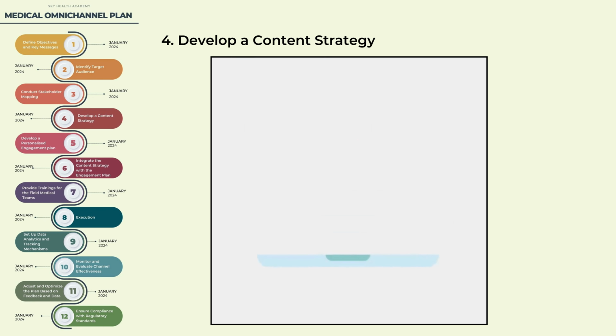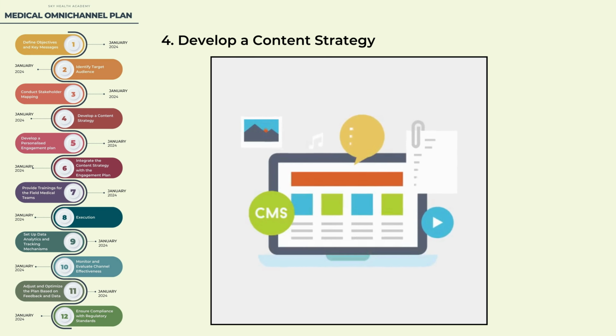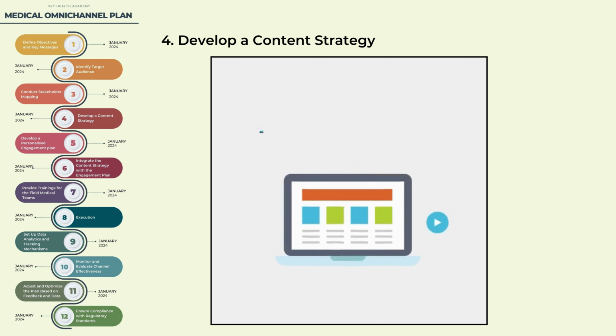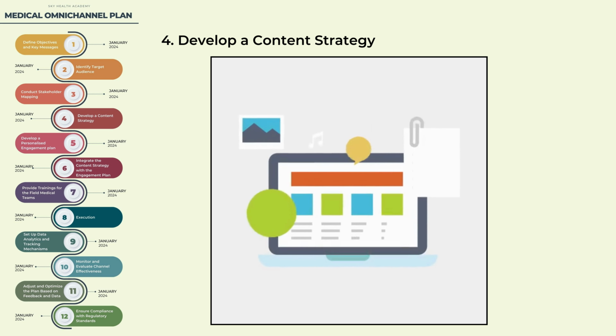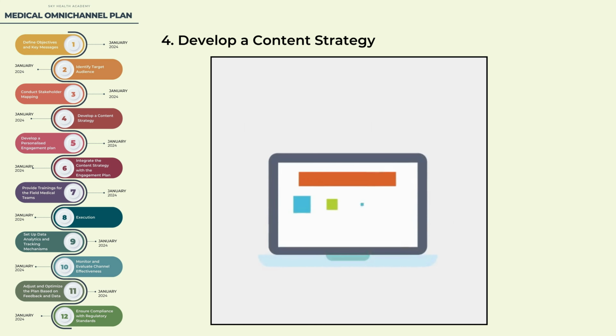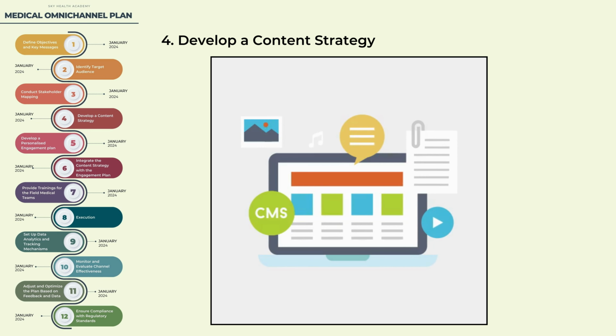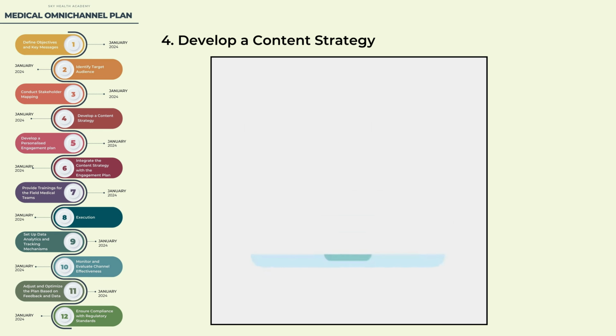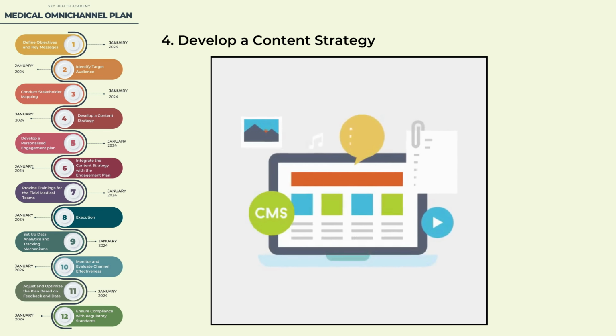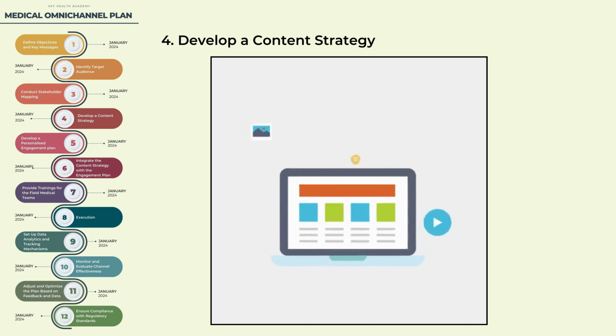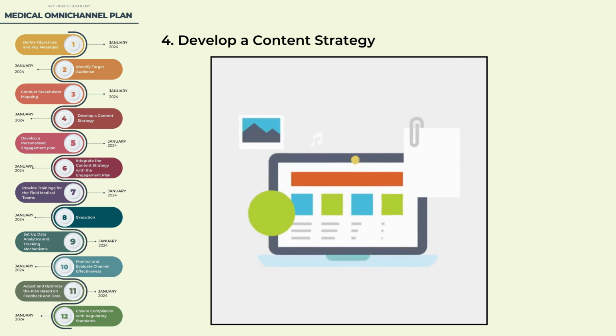Step number 4 is to develop a content strategy. And here you have to plan a variety of content formats such as reports, infographics, videos, and webinars to cater to different preferences of your customers. And don't forget, ensure all content aligns with your key messages and objectives, maintaining consistency across channels, which is the main component of the omnichannel approach.